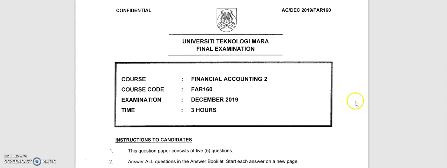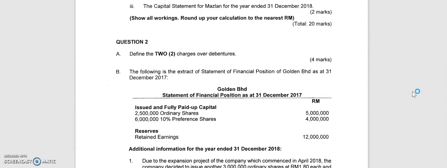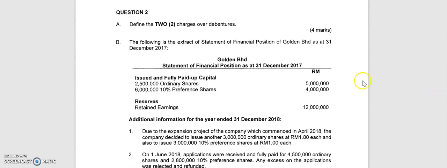So today we are going to continue exercise for chapter 2. We are going to use this question, December 2019 past year question. So please refer to question 2. This question 2 is for chapter 2.